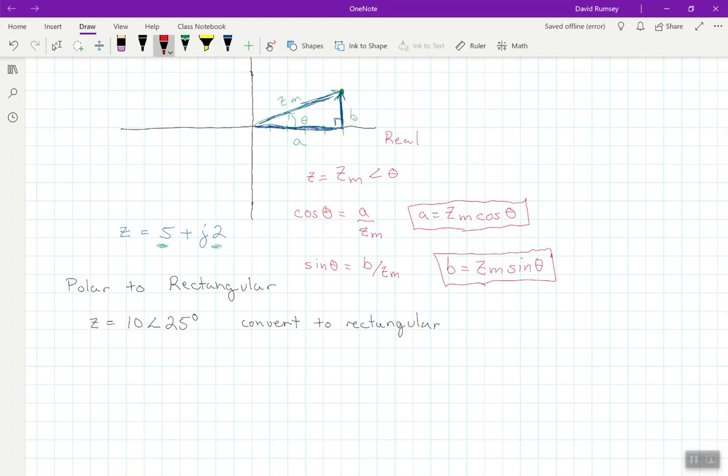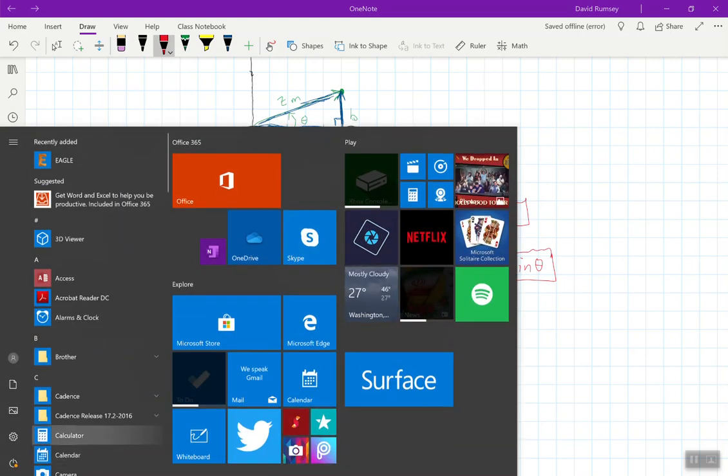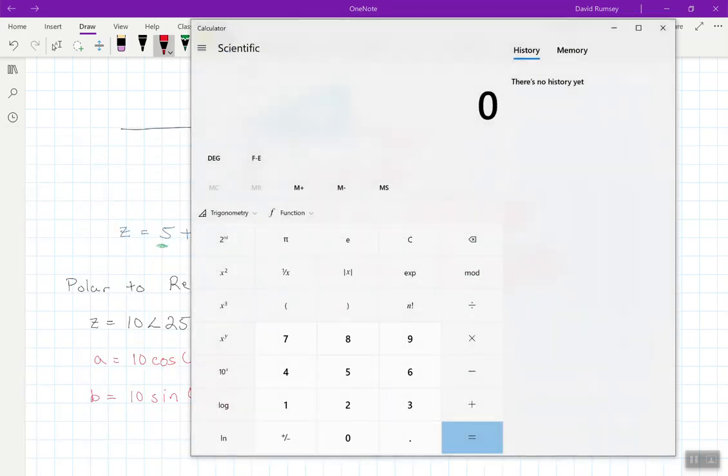So let's go ahead and do that here. For this example, if I wanted to convert this to rectangular, A would be equal to 10 cosine of 25 degrees, and B would be equal to 10, I'm sorry, not cosine here, 10 sine of 25 degrees. And so let's bring up a calculator here. Is this in my scientific mode? It is scientific, but where are all my trig functions? Oh, there they are, trig.